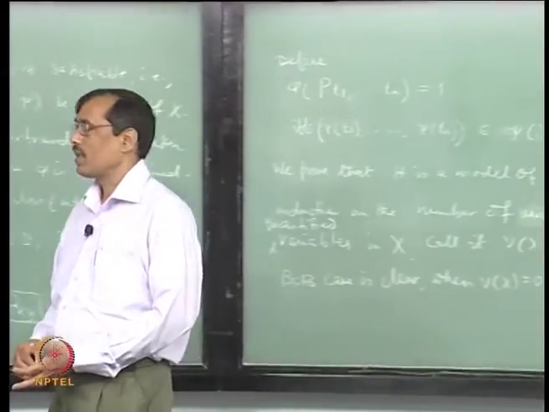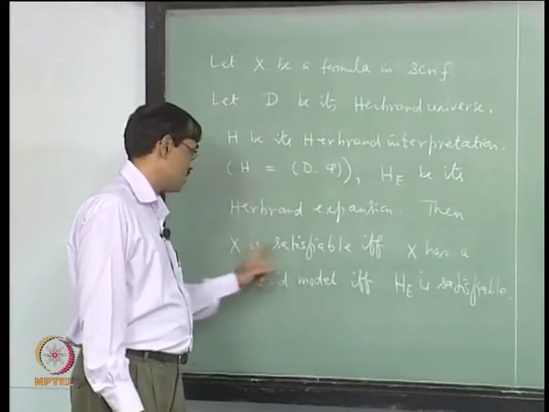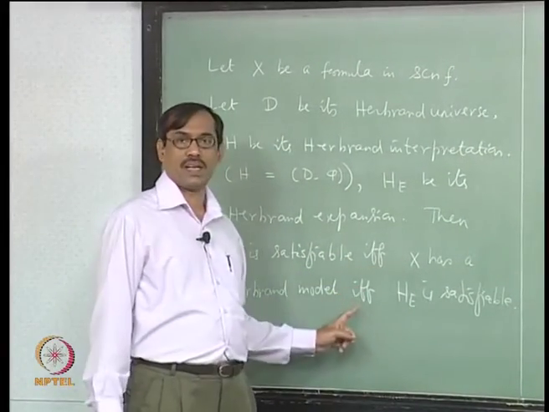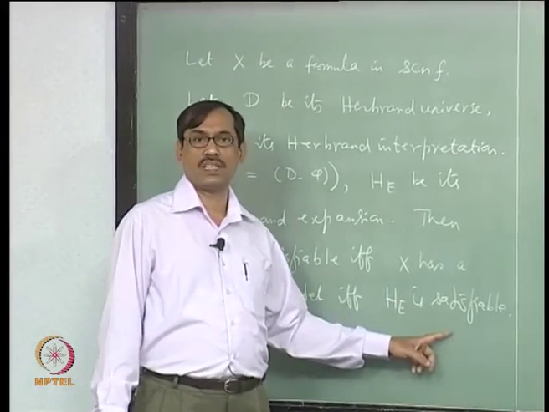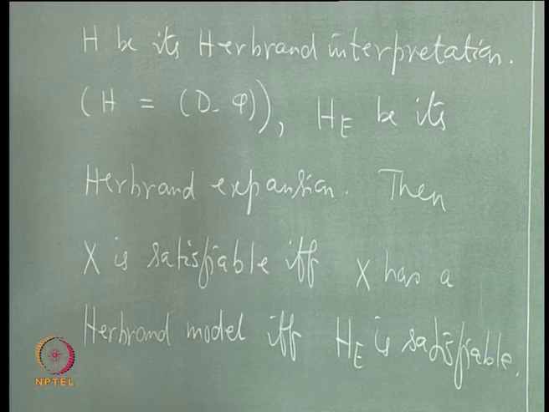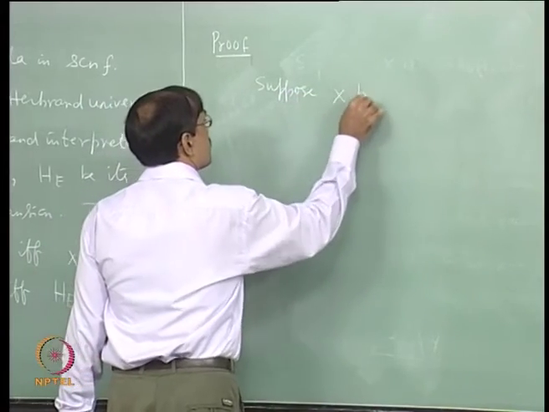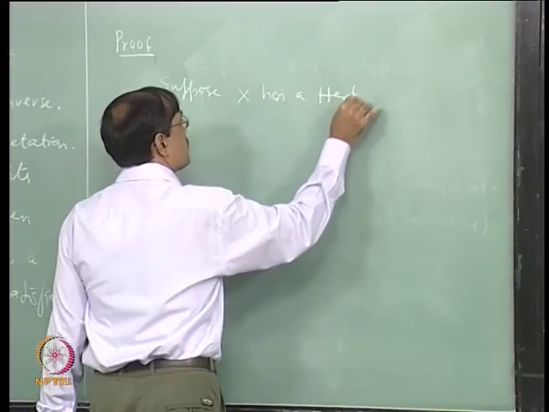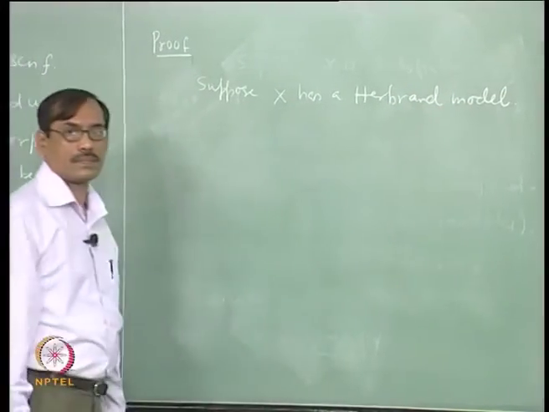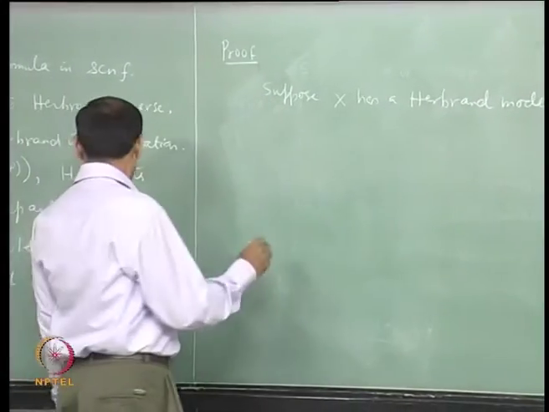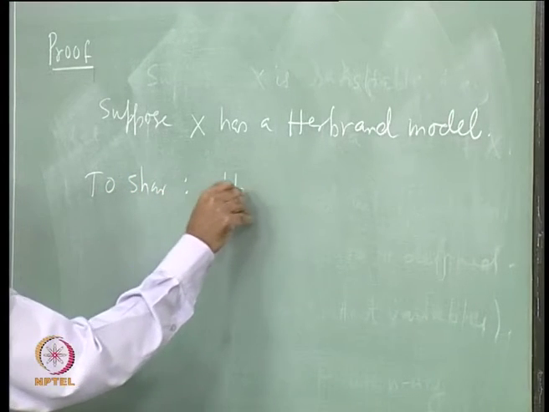Okay. So now let us see the statement. We have only proved one thing, X is satisfiable, then X has a Herbrand model. Now if X has a Herbrand model, then H is satisfiable, that we will see. How do you show? See, suppose X has a Herbrand model. Now we want to show that its Herbrand expansion is satisfiable.